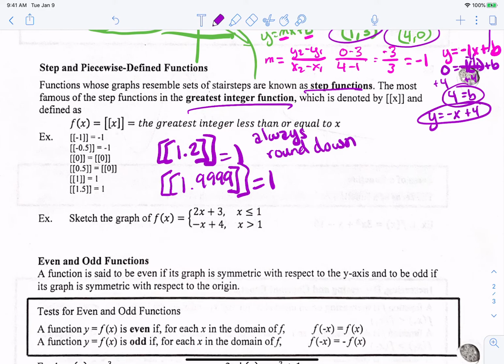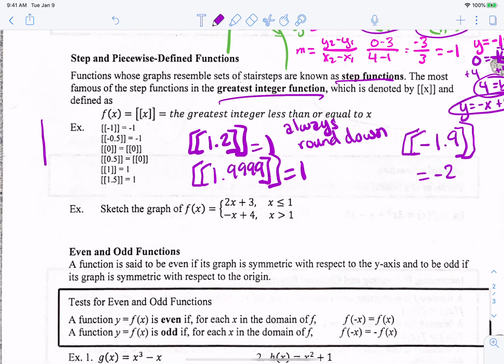Be careful when you get to negative numbers. When they do the greatest integer of negative 1.9, what does negative 1.9 round down to? To negative 2, right? Because it's a negative number, rounding down means negative 2 instead of negative 1.9. Okay, so that's what that looks like. I do not make you do these on tests at all, because you don't really use greatest integer all that often.